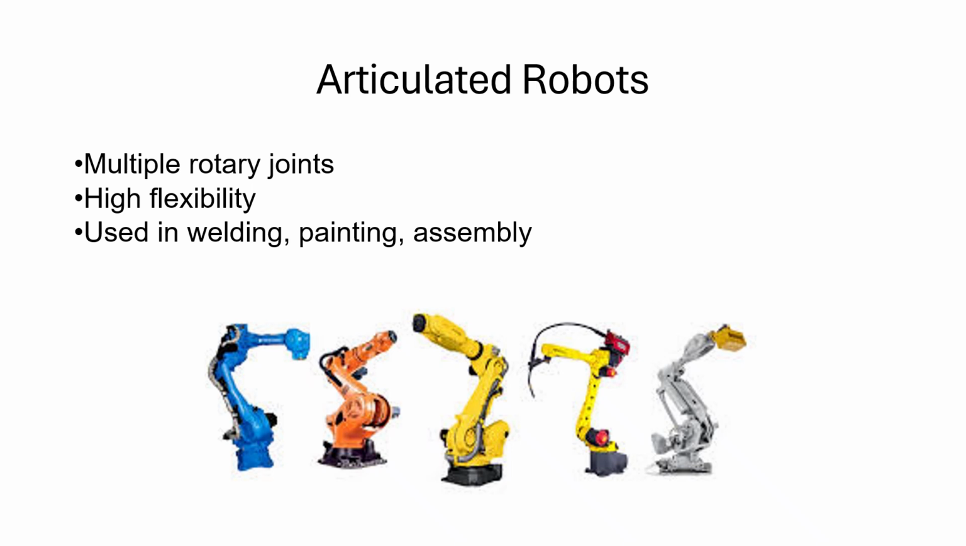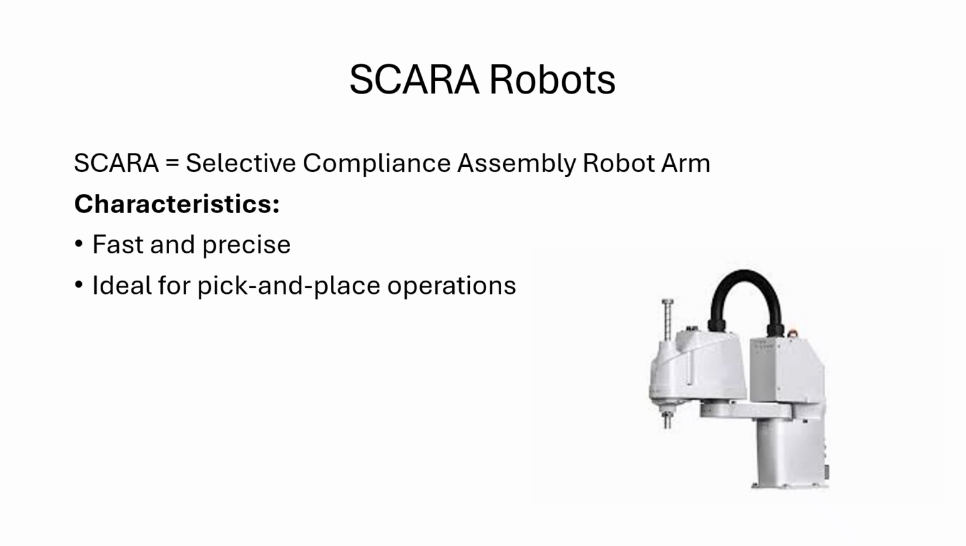So the next is the SCARA robots. SCARA stands for Selective Compliance Assembly Robot Arm. These robots are designed for high speed, high precision operations like pick and place. Their unique structure allows them to move quickly in the horizontal plane.